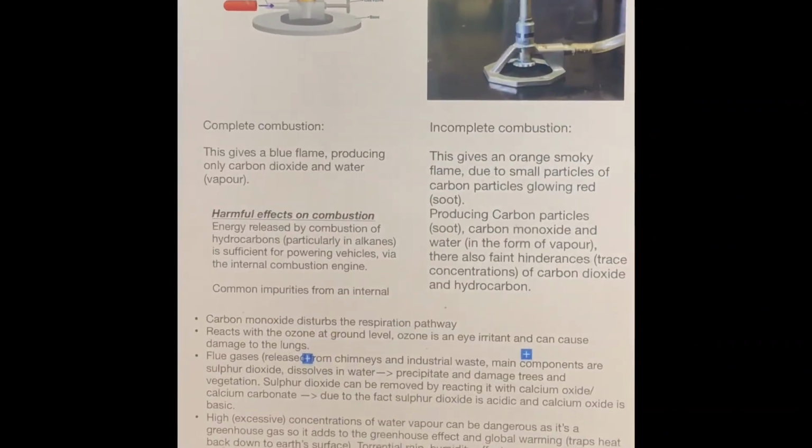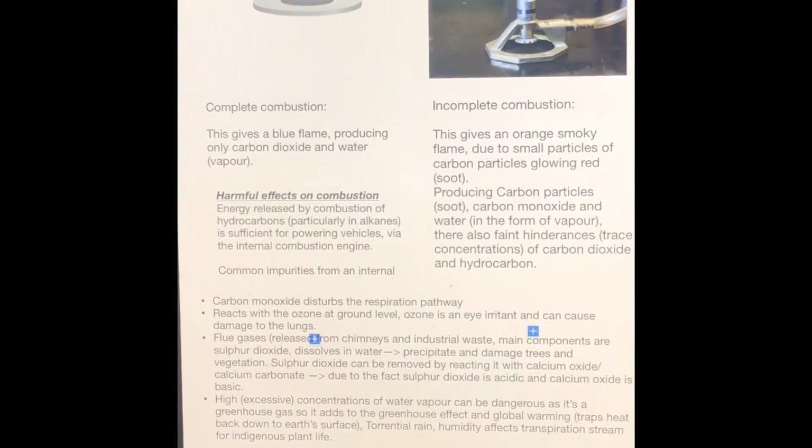And then bringing it back to here, I also mentioned water vapor. Water vapor actually is pretty bad if it's in high concentrations. High concentrations of water vapor can be dangerous, as water vapor is a greenhouse gas. So it adds to the greenhouse effect and global warming. It traps the heat rays emitted down to Earth. They get reflected when they try to escape back up the atmosphere, reflected back down to the Earth's surface. So essentially, you're trapping the heat, which obviously leads to the global warming effect.